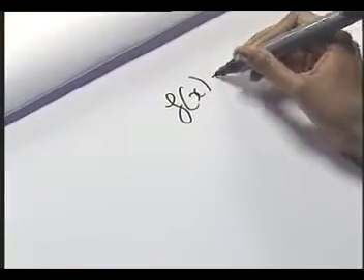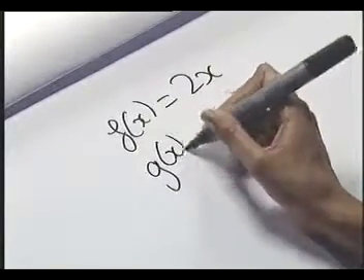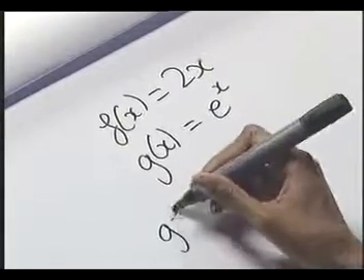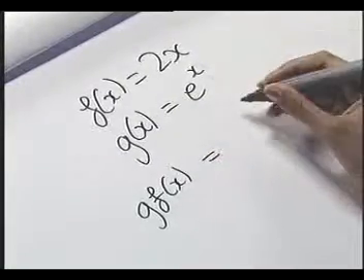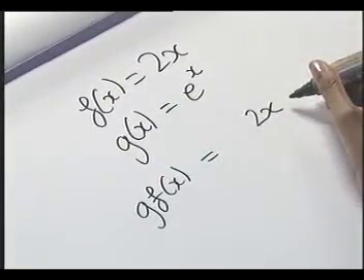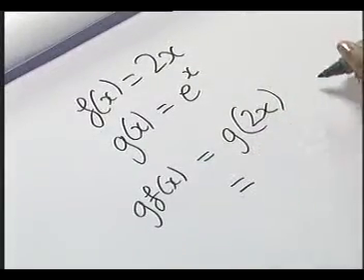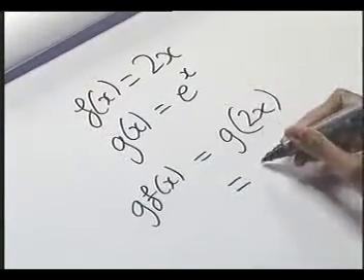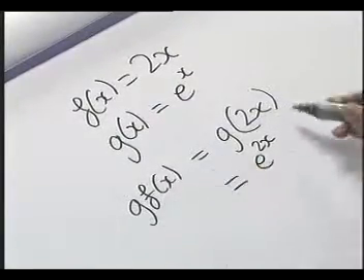This time we'll let f of x be given by f of x equals 2x, and we'll have g of x being e to the x. Now, to get g f of x, again, we write down what f of x is. That was 2x. And then we apply g to the whole of that. Now, g of x is e to the x, so g of 2x is e to the 2x. So again, we have here g f of x is e to the 2x.